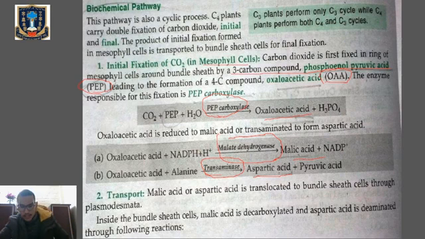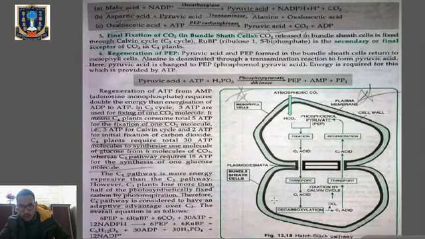Malic acid or aspartic acid is translocated to the bundle sheath cells through the plasmodesmata, and inside the bundle sheath cells malic acid is decarboxylated and aspartic acid is deaminated. So look over here, this is the mesophyll cells. In this portion, the initial fixation of carbon dioxide occurs, where the product will be this 4-carbon compound called oxaloacetic acid.